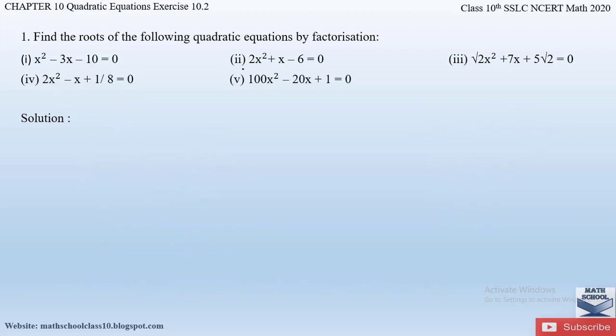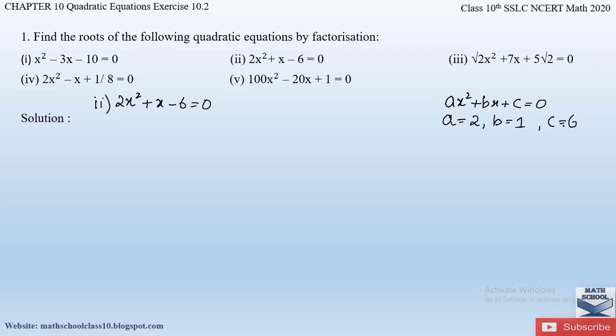Now similarly, let us solve the second part of the question number 1, where the question is 2x square plus x minus 6 is equal to 0. Now let us write down the standard form of the quadratic equation, that is ax square plus bx plus c is equal to 0, and we compare with the given equation. The a value or the coefficient of x square is 2, coefficient of x is equal to 1, and the coefficient of c is 6.